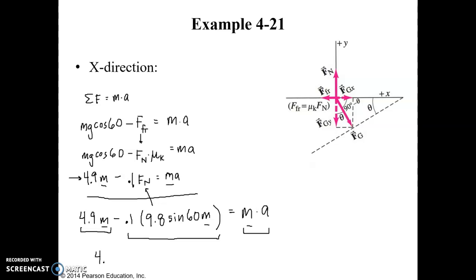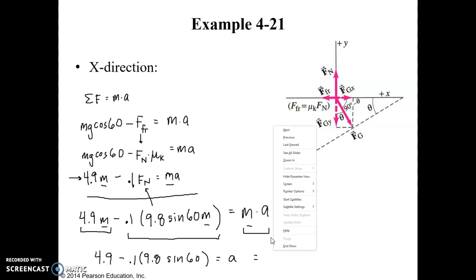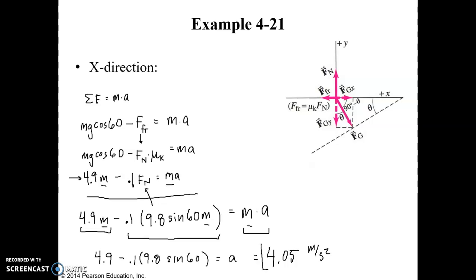So that now just becomes 4.9 minus 0.1 times 9.8 sine of 60 equals acceleration. And acceleration is what we're trying to find here. So if we calculate this, 4.9 minus 0.1 times 9.8 sine of 60, let's put that into the calculator, I get 4.05 meters per second squared. And that's it. That's the answer. That's what we were looking for, the acceleration downhill.